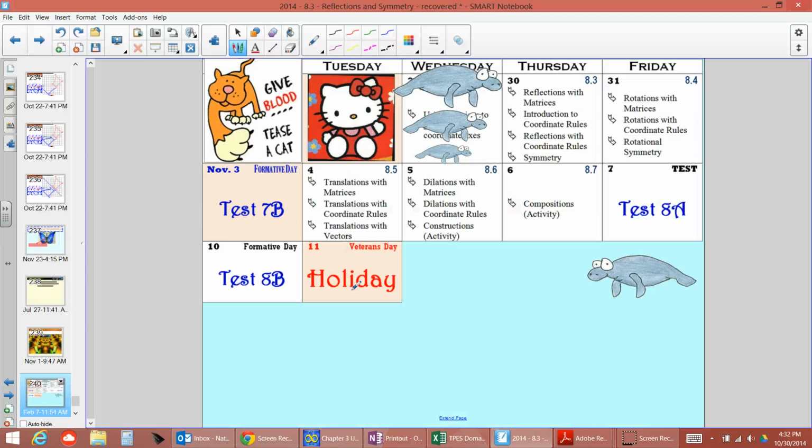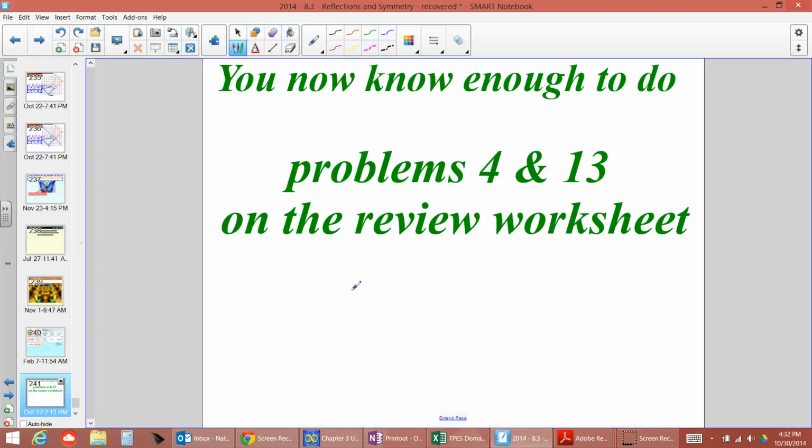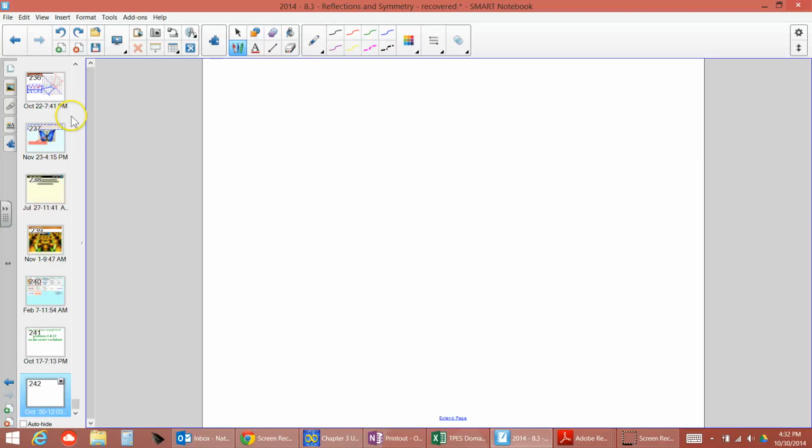Summarize what you learned today. Here's the calendar for next week. Pause it on that slide if you want to look at it some more. You know how to do these problems from your review worksheet. And there's your note on 8.3.